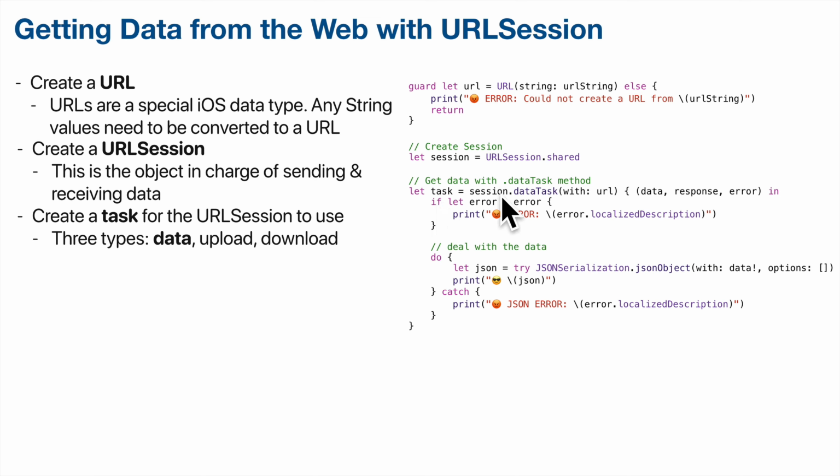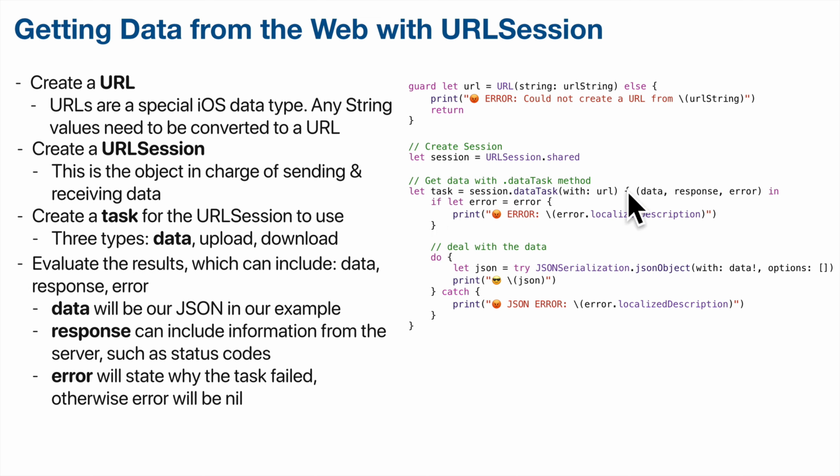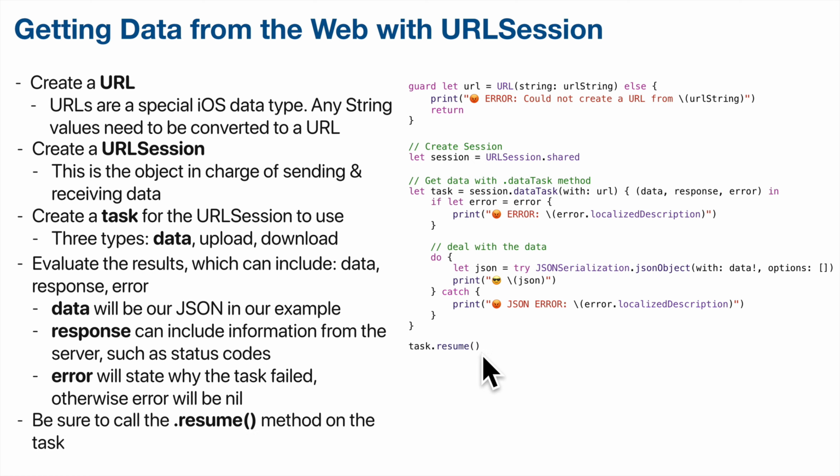The data task method can return 3 values: data, which is where our JSON data will be stored if everything works as planned; response, which we won't need in this app, so we'll ignore it. This can include information like server response codes, in case the web server wants to tell you anything about its status. And error, which hopefully we will never see, but if we do, we'll print out a description of the error. Then, and this is easy to forget, we need to make sure that we call the .resume method on our task, otherwise it won't run.